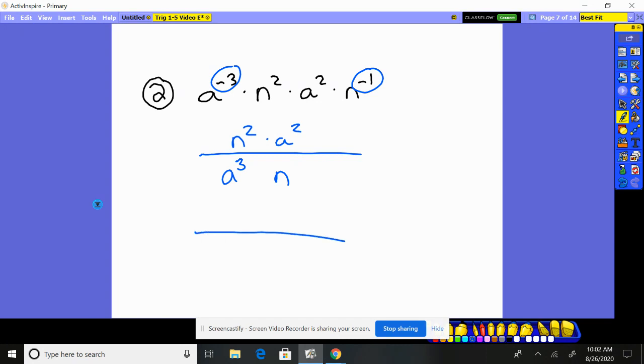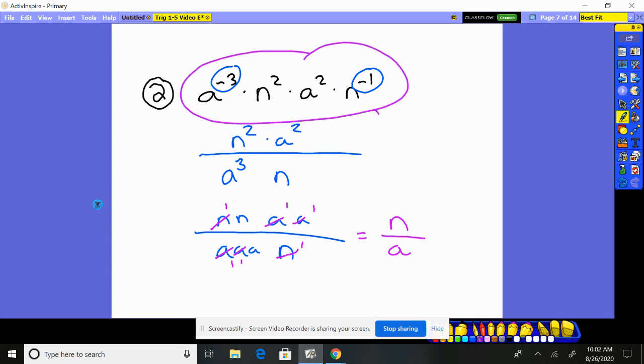Now, when I clean this up, n squared is an n, a squared is aa. Down below, I have a, and an n. Crossing things out. That n and that n can cross out. That a and that a can cross out and become ones. And that a cross out and become ones. What are you left with up top? N. And down below, you're left with a. So this whole expression simplifies to simply n divided by a.